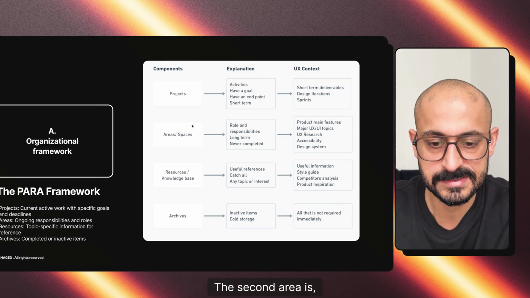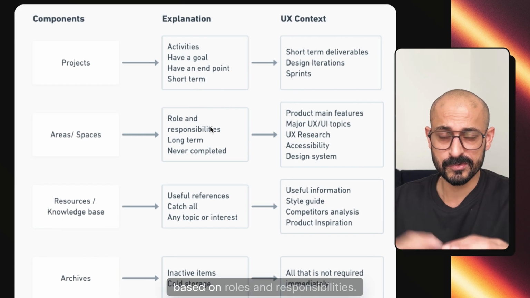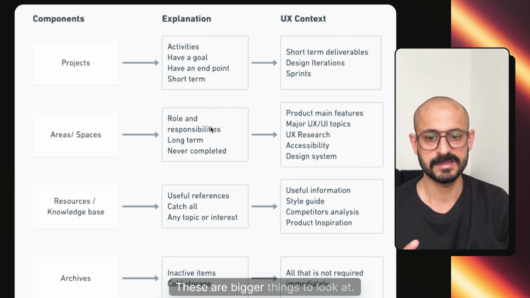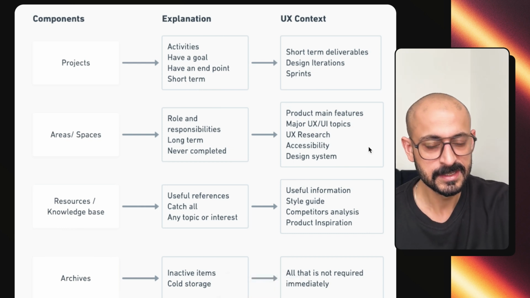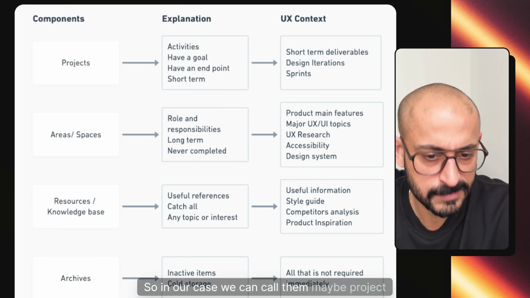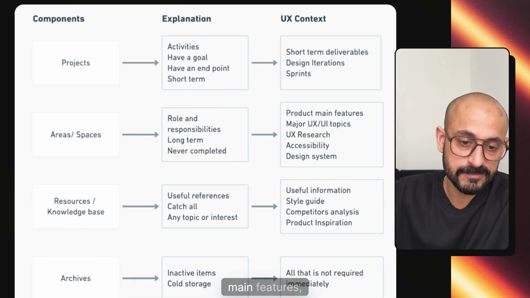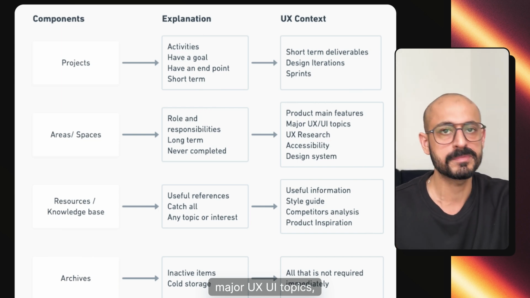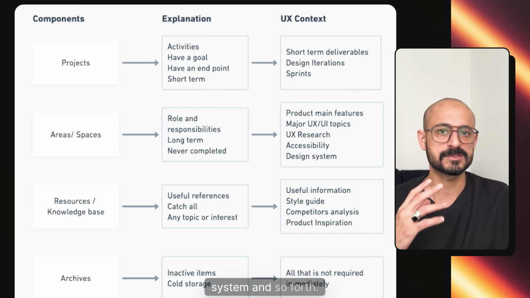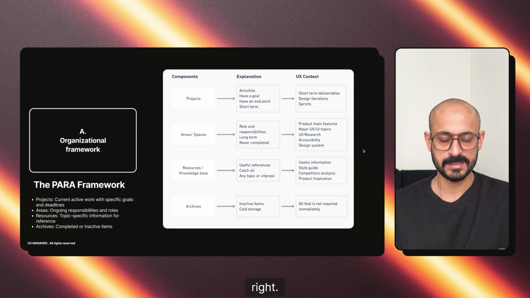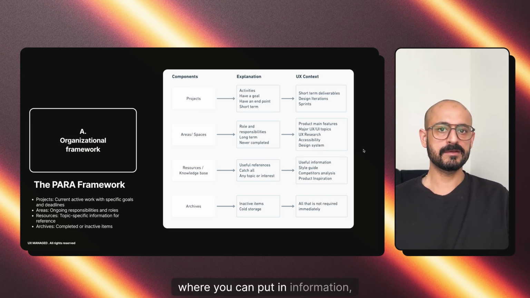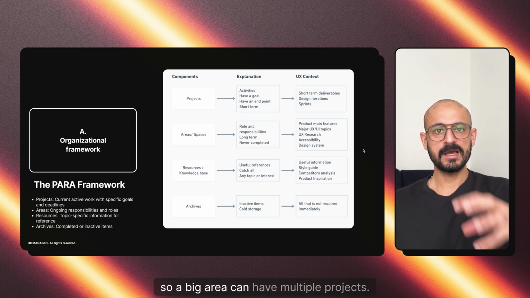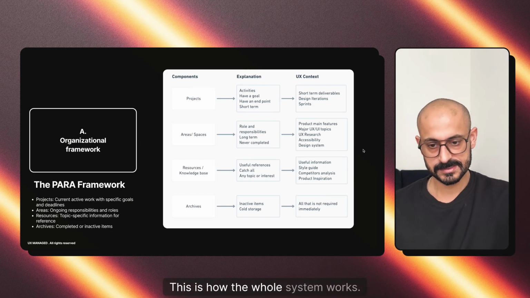The second one is area. It's based on roles and responsibilities. These are bigger things to look at. They're long-term and they're more or less never completed. So in our case, we can call them maybe products, main features, major UX, UI topics, UX research, design system, and so forth. These are like long trail topics, right? It's almost like a big tank where you can put in information. So a big area can have multiple projects. This is how the whole system works.